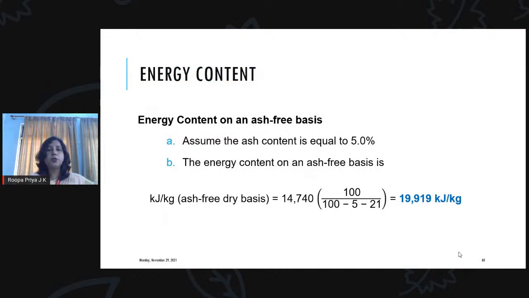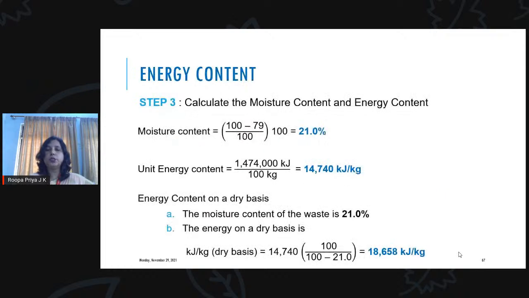So if we have the question on the energy content on an ash-free basis, because in the question they have asked for both the dry basis and the ash-free basis, this is how we go about it when the question is on how to evaluate the energy content on an ash-free basis. Here we have to assume the ash content as 5%, and the energy content on an ash-free basis can be calculated using this simple formula again, where we have the ash-free dry basis calculated, or we have 14,740, which is the unit energy content calculated in the previous step as 14,740 kilojoule per kg.